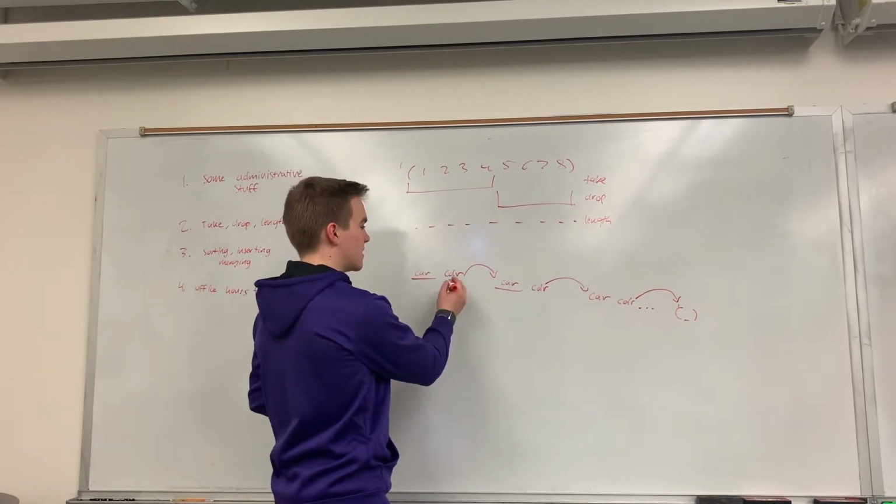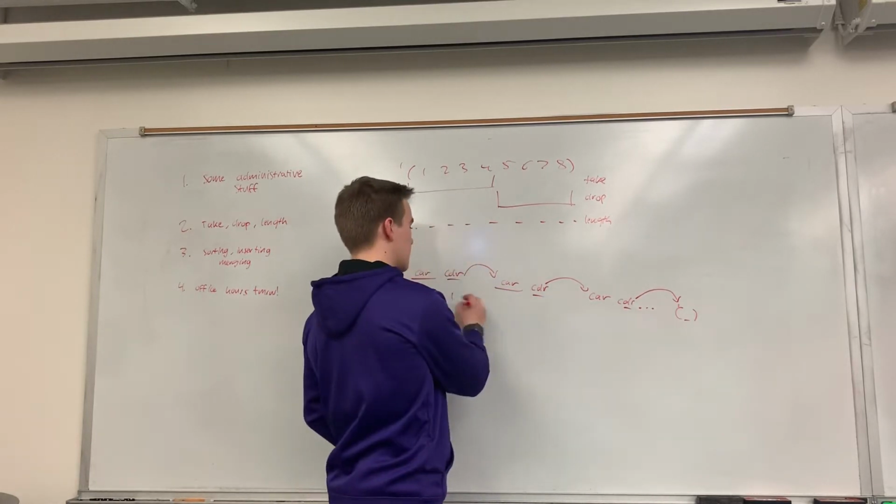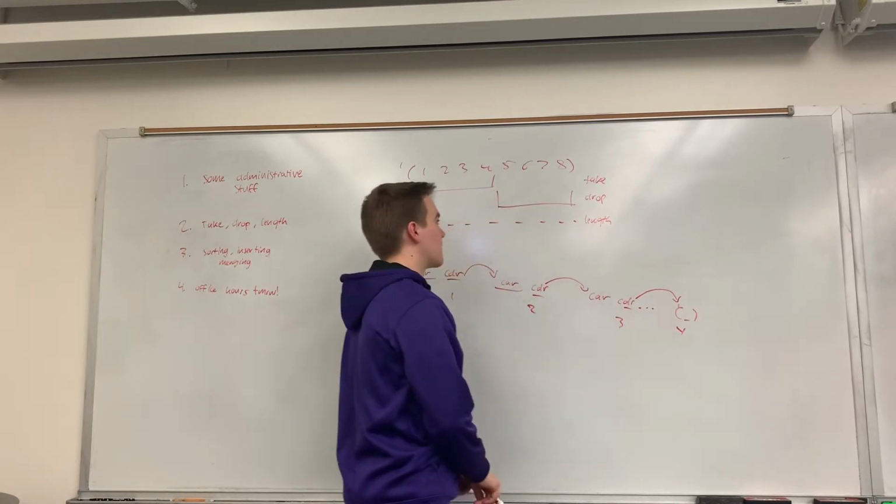The length just needs to follow these cars and count up with some sort of counter, right? So it goes 1, 2, 3, 4. Our list is of length 4.